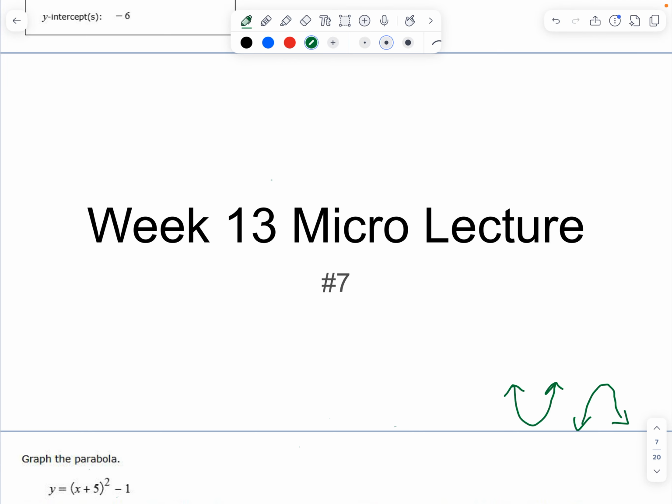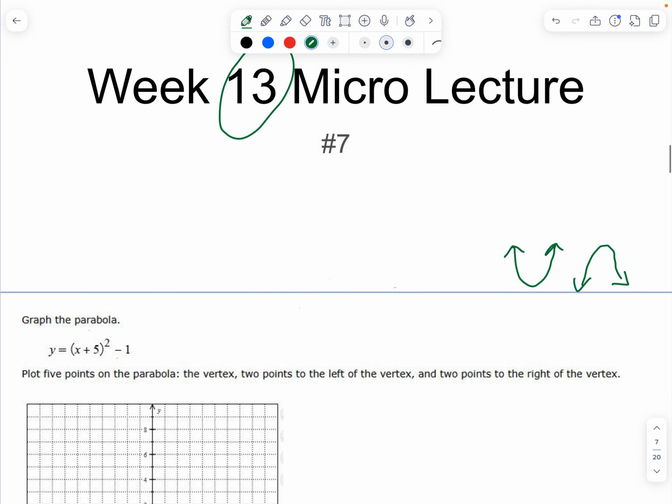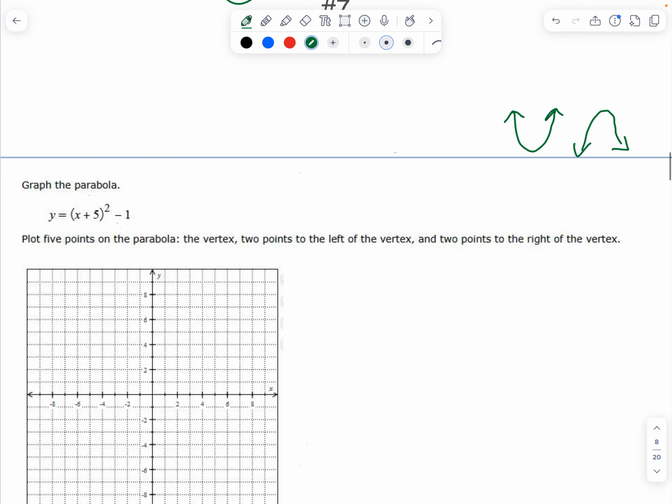Finish line. It's week 13, and we're going to look at number 7. Okay, this is asking me to graph this parabola. A parabola, as you know, either looks like this or looks like that. I think we talked about that in the last video.